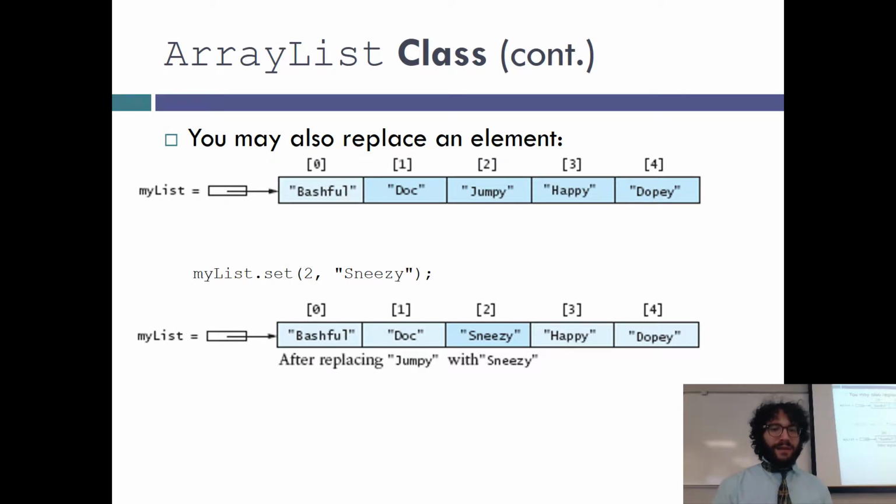We can also replace elements that we want. We can do myList.set, and that simply says take the thing at this index and replace it with this. So once this executes, jumpy gets replaced with sneezy. That makes sense? We can just replace stuff using set.